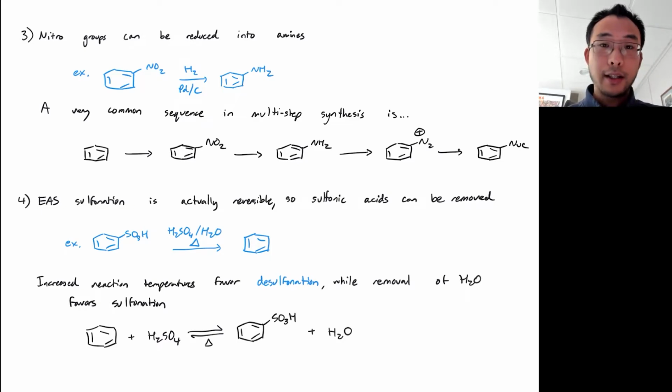And it turns out that in terms of managing this equilibrium, the right way to do this is to either remove the water from the product side if you're trying to make the sulfonic acid, or just heat up the reaction a lot if you're trying to desulfonate and remove a sulfonic acid.